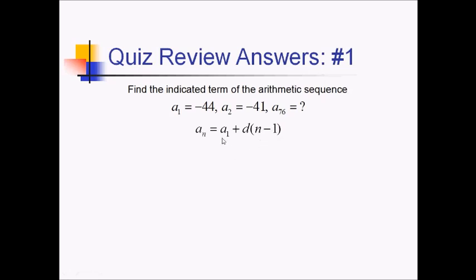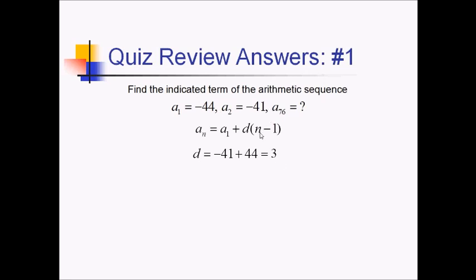And for this one, we have an a1 value they gave us of negative 44. So that's the first term in the series if we were to write out the sequence here. And then for d, we have to do one term minus the term right before it. So negative 41 minus negative 44 or plus 44. That's going to come out to 3 for our common difference. So we're essentially adding 3 each time.